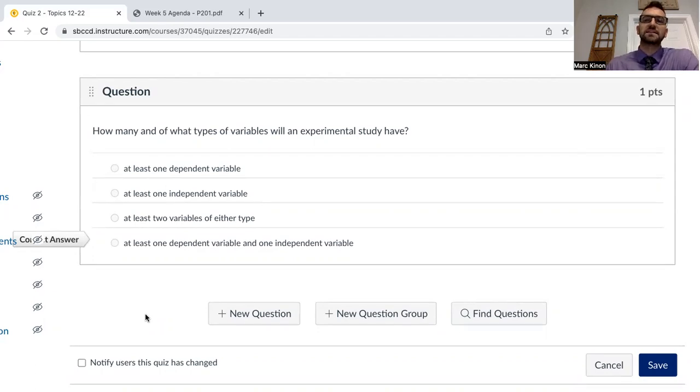So when I randomly assign some participants to condition A and some participants to condition B, that's my independent variable. Okay, what condition are you in? Okay, group, condition A. Okay, second group, condition B. So that's the independent variable.